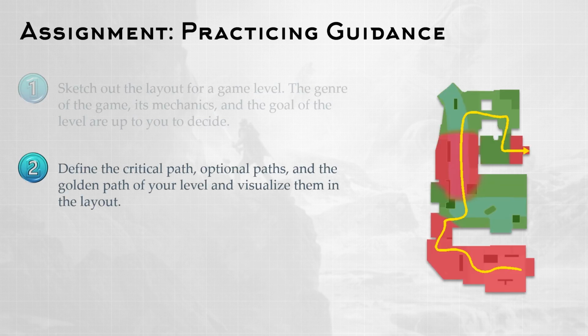In the second step, we then come back to the concept that we discussed before: critical path, optional path, and the golden path. Think about the areas in your level that all players have to visit, then the areas that your players may or may not visit, and then define the golden path. So where do you want your average player to go? What do you want them to see? And with those defined, also try to visualize them somehow in your layout.